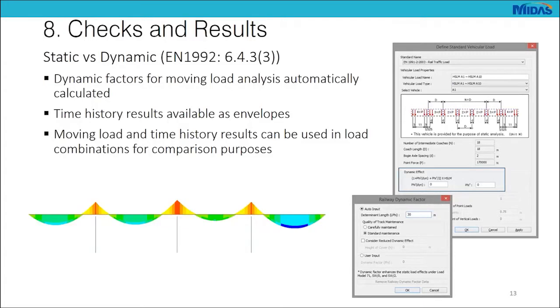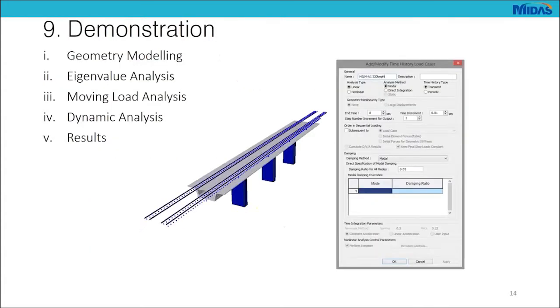Now, this is it for the presentation, and this briefly explains how to run a dynamic analysis for high-speed trains in MIDAS Civil. And now I will go directly into a demo. We will see how to model the geometry, how to set up the eigenvalue analysis, how to apply moving loads, dynamic analysis, and then how to check the results.